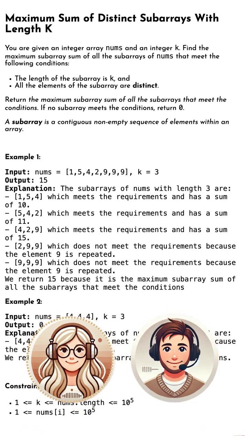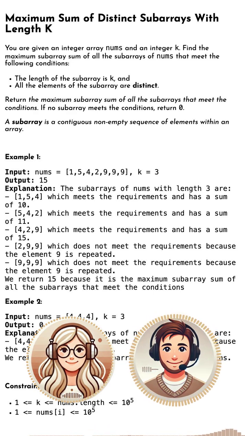Ah, right. So if the window size is equal to k, we know we have a window that's the right size, and we know it only has unique elements because we just took care of all the duplicates. Exactly. So in that case, we compare the current sum to our current maxim, and if it's bigger, we update the maxim. We found a new champion.